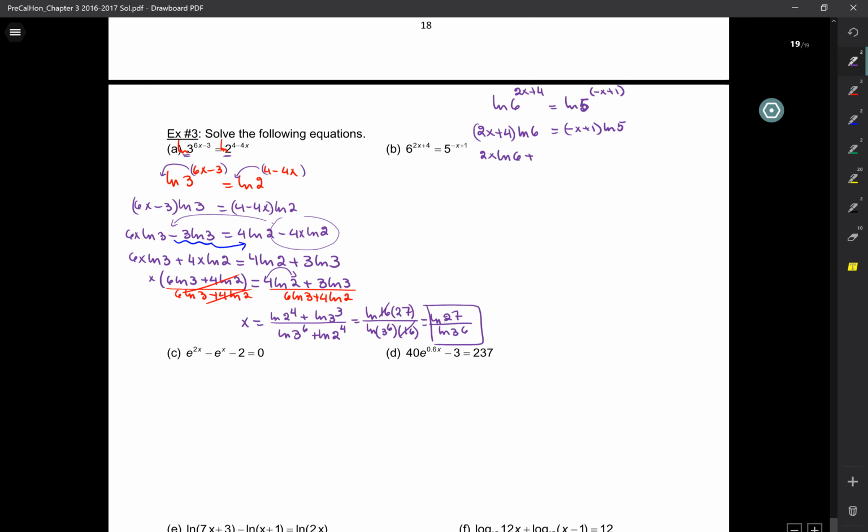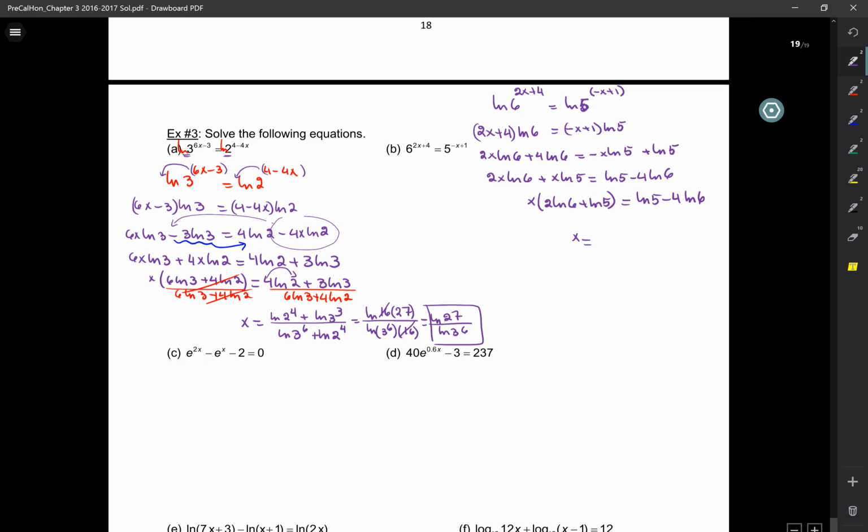2x ln of 6 plus 4 ln of 6 equals negative x ln of 5 plus ln of 5. Now, I'm going to take everything that has an x to the left side. So that's 2x ln of 6 plus x ln of 5 equal to ln of 5 minus 4 ln of 6. Factor out an x. That gives me x times 2 ln of 6 plus ln of 5 equals ln of 5 minus 4 ln of 6.